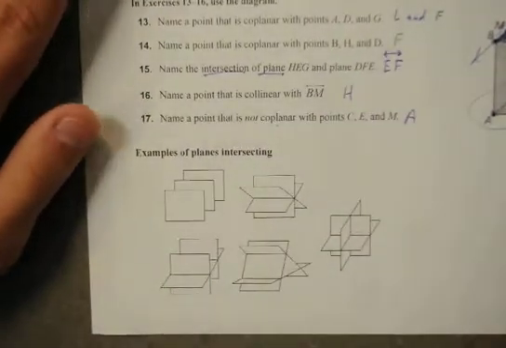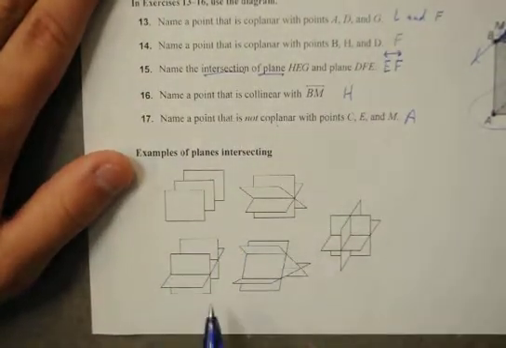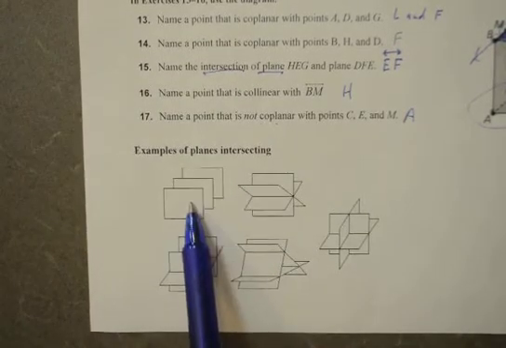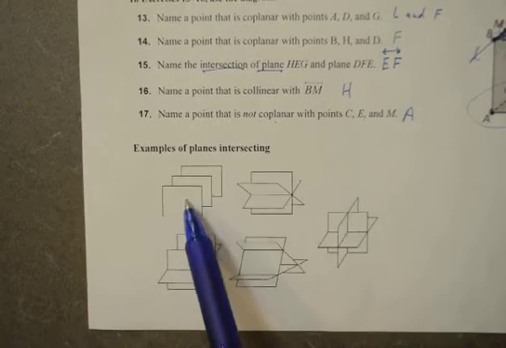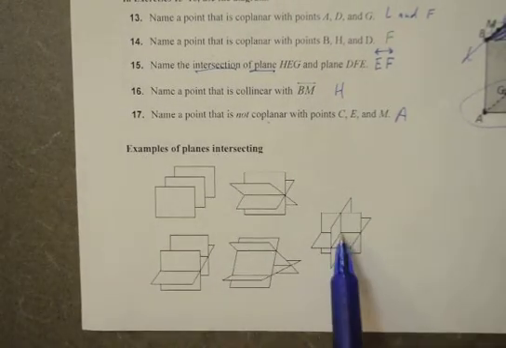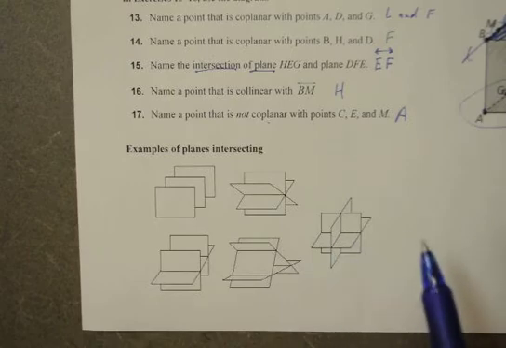And then here we just have some ways that planes can intersect. Here's parallel planes. So these are not intersecting each other, like parallel universes. But what if parallel universes did intersect? That'd be fun.